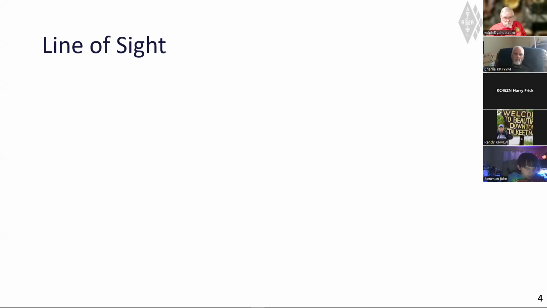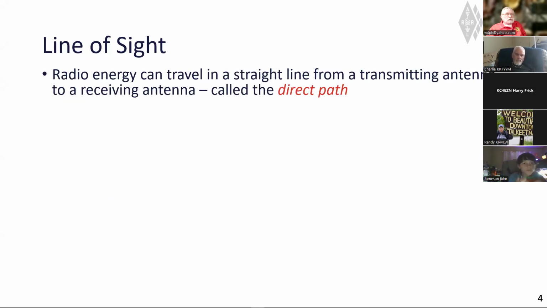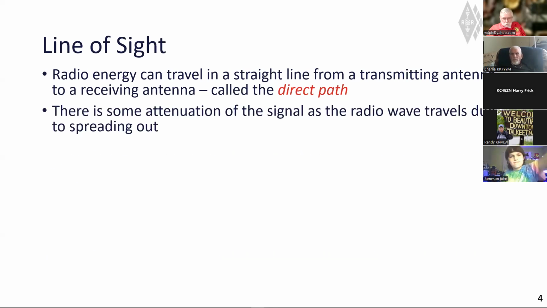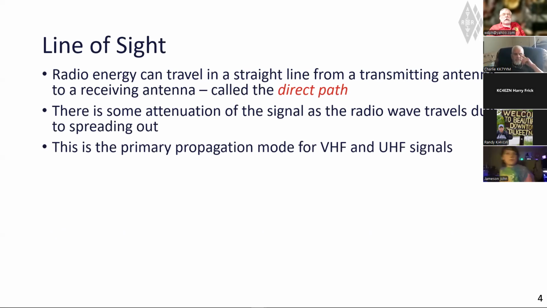Line of sight. This is generally what you have on 2 meters and higher in frequency, or lower in wavelength. Radio energy can travel in a straight line from a transmitting antenna to a receiving antenna, called the direct path. There is some attenuation of the signal as the radio wave travels due to the fact that they spread out. This is the primary propagation mode for VHF and UHF signals.